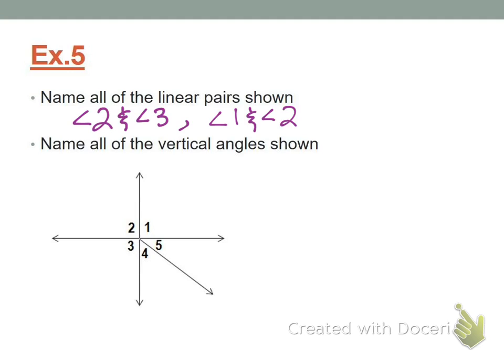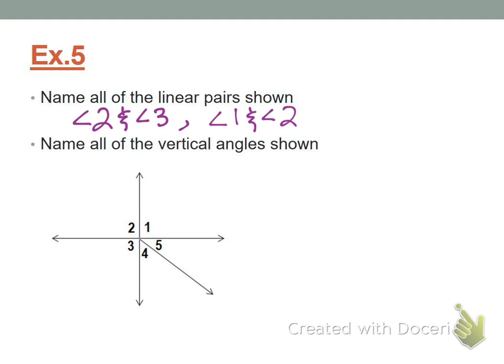Any other linear pairs? Kobe? Which ones? I don't think we know that for sure. They might have a relationship, but 1 and 3 do not form a line together. Also, they're not adjacent, so we would not consider them a linear pair.